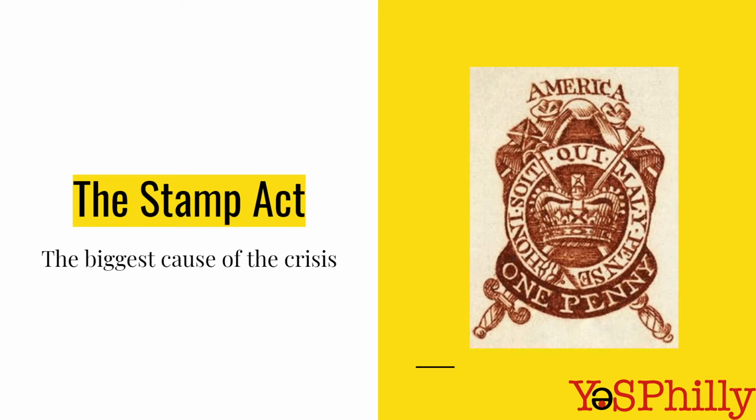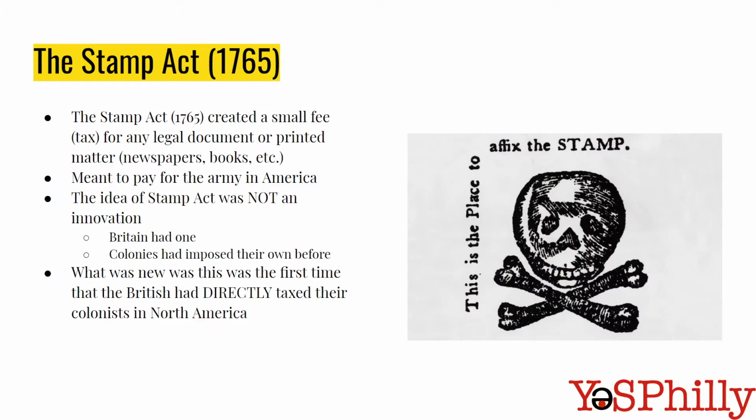And this brings us to the third and most important cause of the crisis, which is the Stamp Act. The Stamp Act of 1765. Now, what the Stamp Act of 1765 does is it created a small fee, a tax, for any legal document or printed matter. Newspapers, books, etc. Okay, so anything printed, you now had to pay a small fee, a small tax, like we would call a sales tax today, to pay for it.